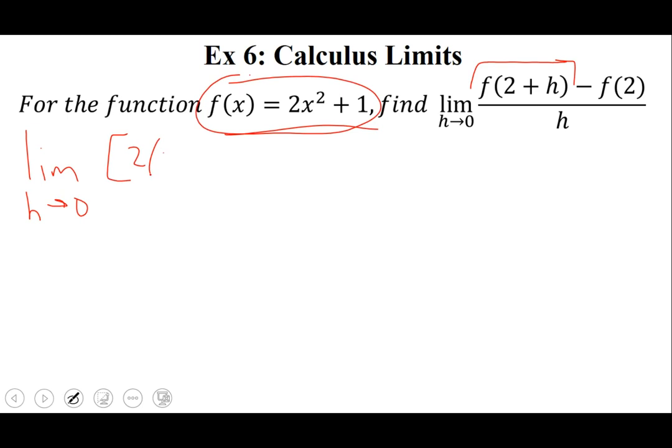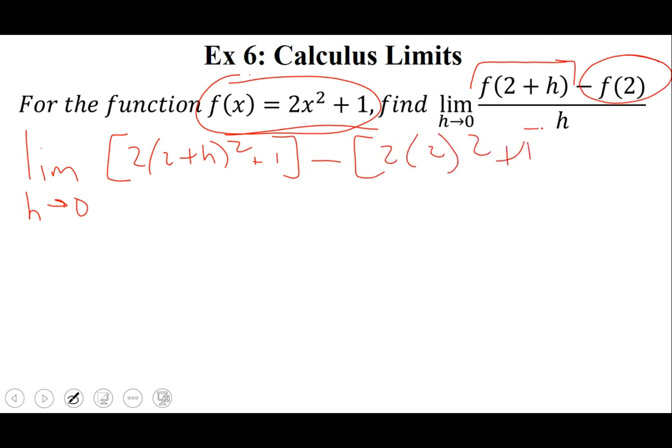So 2 times 2 plus h squared plus 1, that's f of 2 plus h, minus f of 2 means everywhere there's an x, you're going to put a 2, and then don't forget the h in the denominator. To save a little space, I'm going to drop the limit statement for now, and I'm going to do the numerator. So in the numerator, you're going to go ahead and do the FOIL.